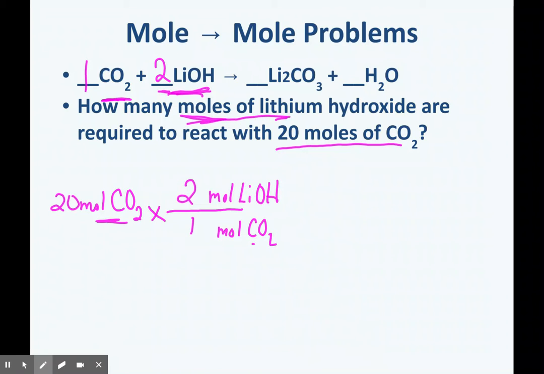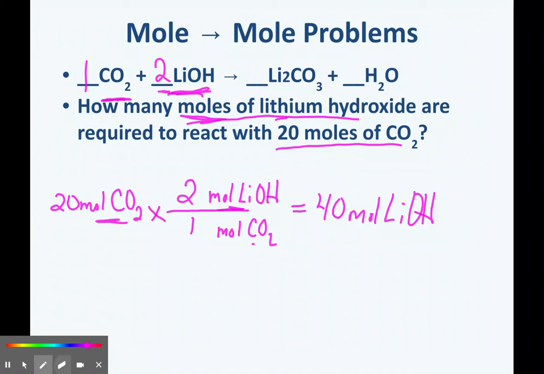So we were looking for moles of lithium hydroxide, and that's what we have on top in the last step. So now we're ready to calculate. So remember, if we have a number on top, we multiply. Whatever is on bottom, we divide. So here we just have 20 times 2, or 40 moles of the lithium hydroxide is our answer. Let's look at the next one.